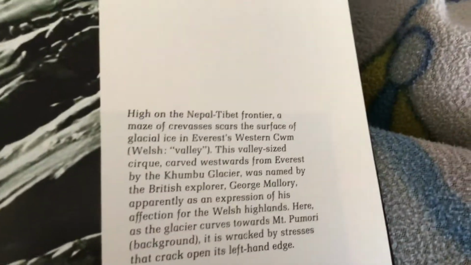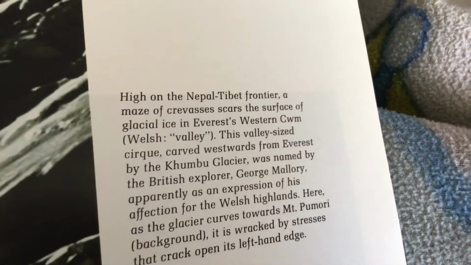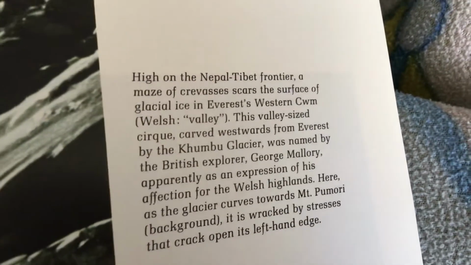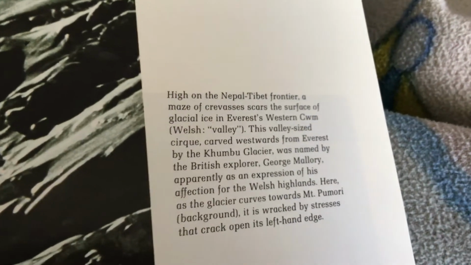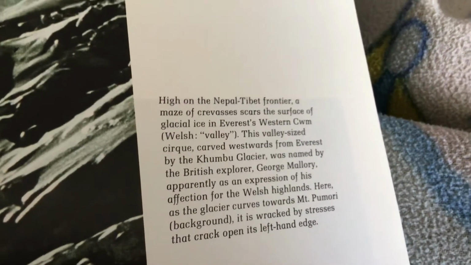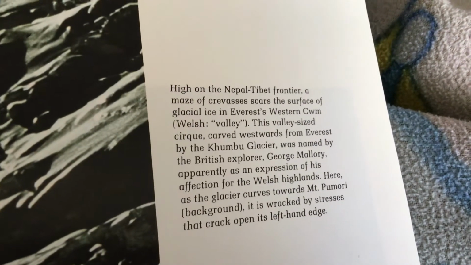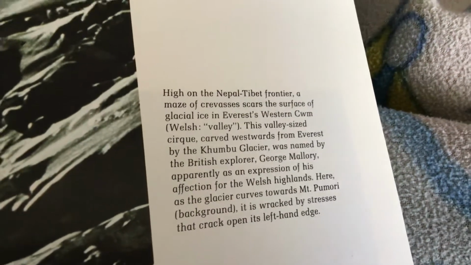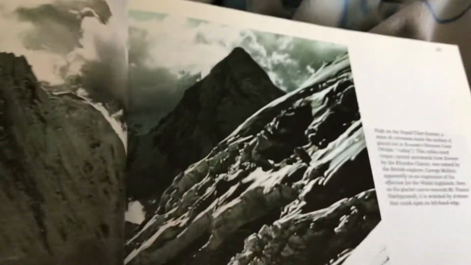High on the Nepal-Tibet frontier, a maze of crevices scars the surface of glacial ice in Everest's western cwm, Welsh Valley. This valley-sized cirque, guarded westwards from Everest by the Khumbu Glacier, was named by the British explorer George Mallory, apparently as an expression of his affection for the Welsh Highlands. As the glacier curves towards Mount Pumori in the background, it is cracked by stresses that cracked open its left-hand edge. See, there's Mount Pumori. This is Mount Pumori.